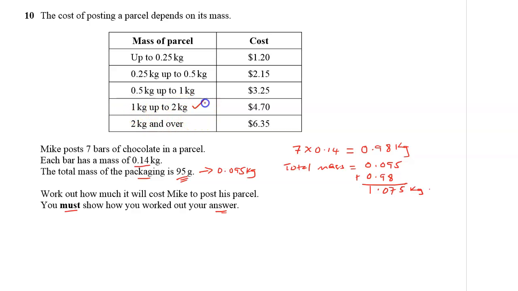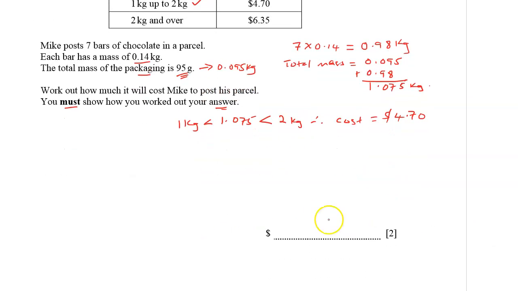You can see it is fully around here. So 1 kilogram up to 2 kilogram is going to be $4.7. So 1 kilogram is less than 1.075, which is less than 2 kilogram, and therefore our cost is equal to $4.7. $4.7 will be the cost right there.